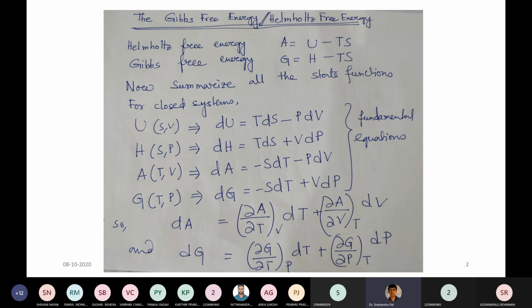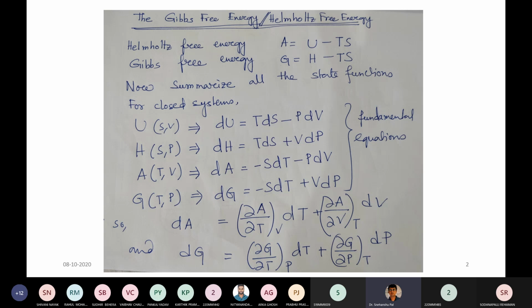So in the slide you can see now what is Helmholtz free energy. It is A equal to U minus TS, where T is absolute temperature, S is entropy, U is internal energy, and A is the Helmholtz free energy. In the same way, you can represent the Gibbs free energy, capital G, equal to H minus TS, where H is enthalpy, T is absolute temperature, and S is entropy.